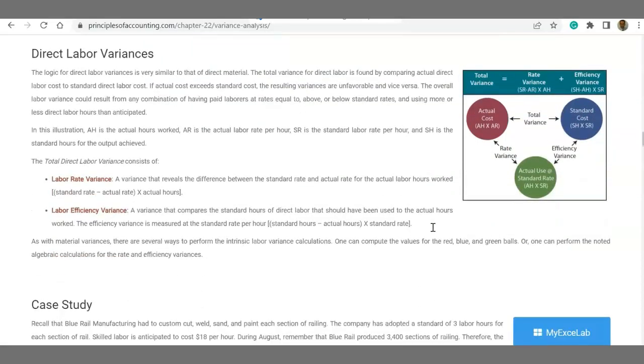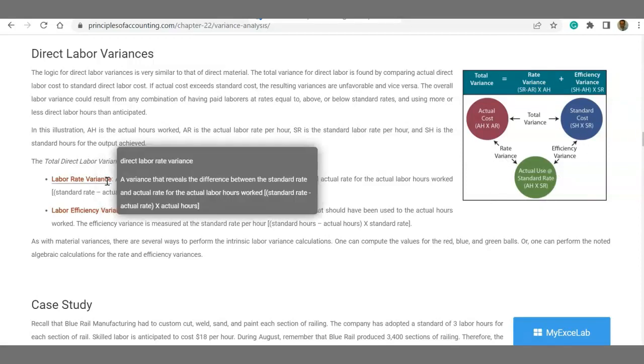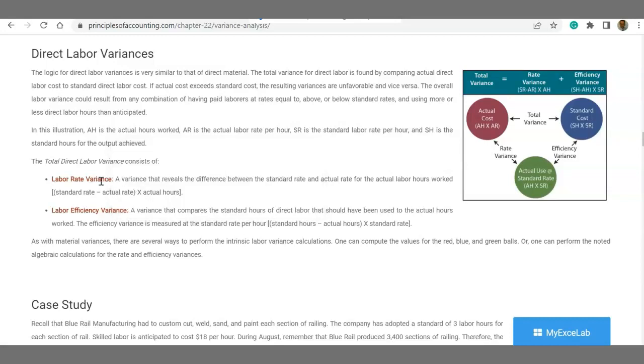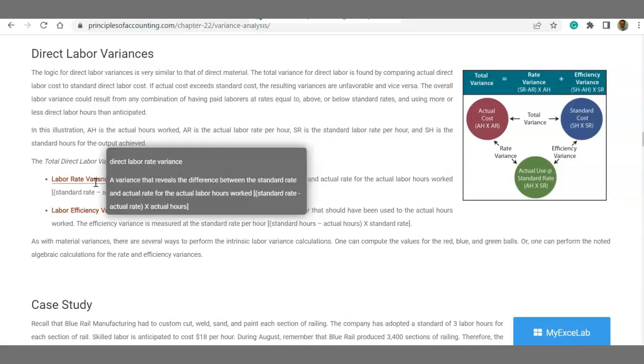Now we can do the same thing in regards to direct labor, okay? So this is how your book is showing. The labor rate variance is a variance that reveals the difference between the standard rate and actual rate for the actual labor hours worked, which is technically standard rate minus actual rate times actual hours. That gives you the labor rate variance.